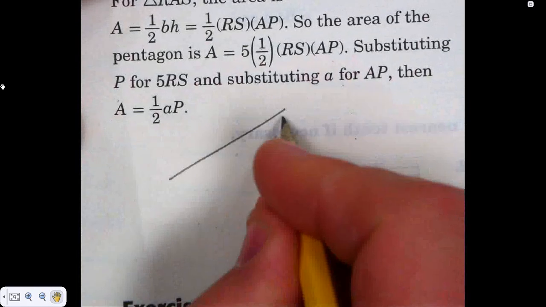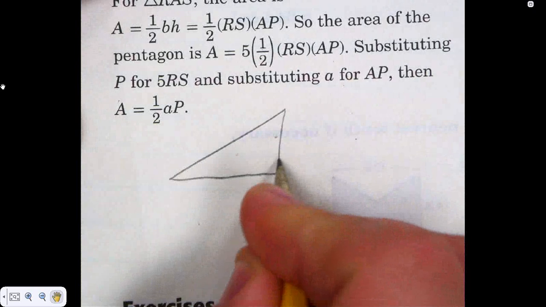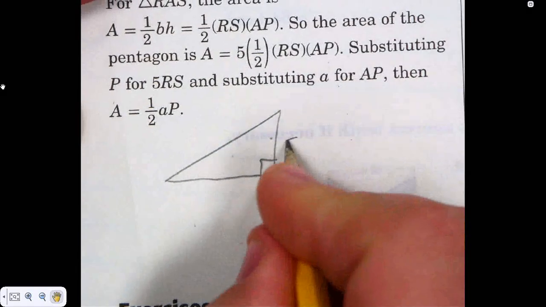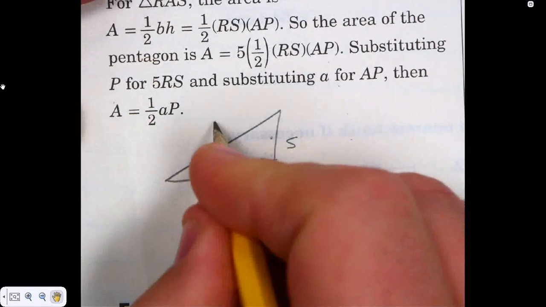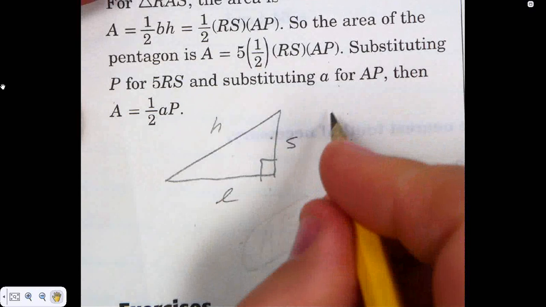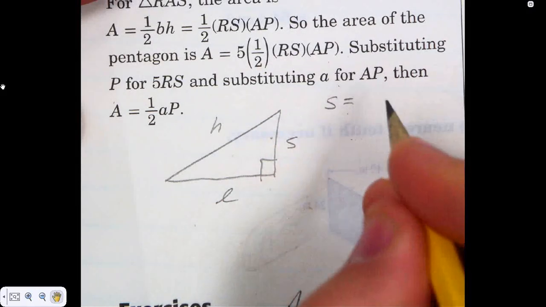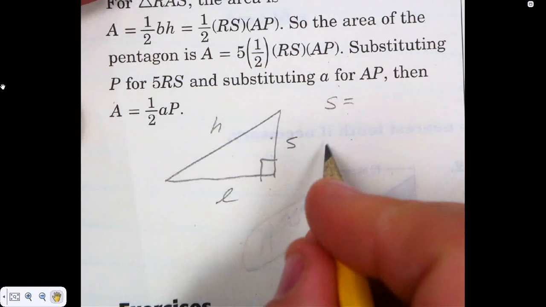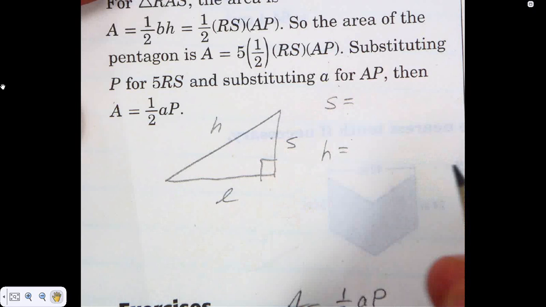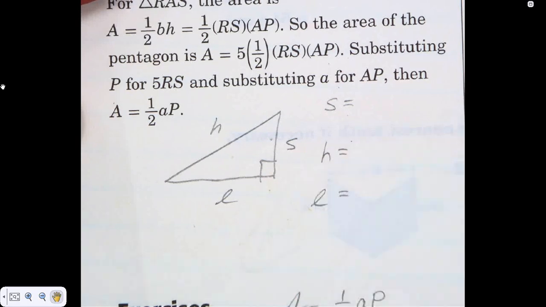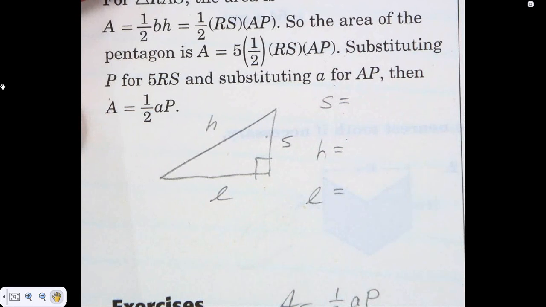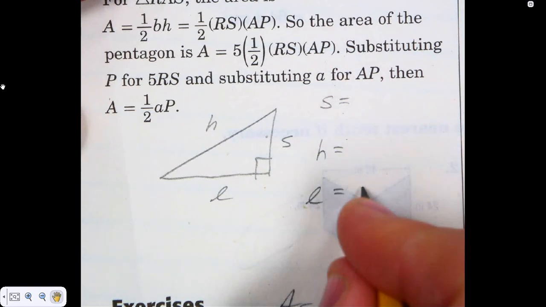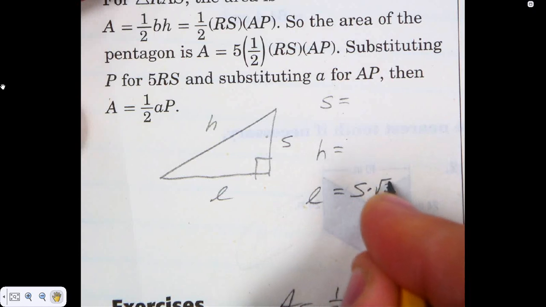Zoom out to review, even though we went over it last week. This is S, this is L, and this is H for the hypotenuse. You always find S first, and S is either equal to, well, what's the hypotenuse equal to? And what's the longer leg equal to? Huh? Longer leg is S times the square root of 3. Everyone agree?